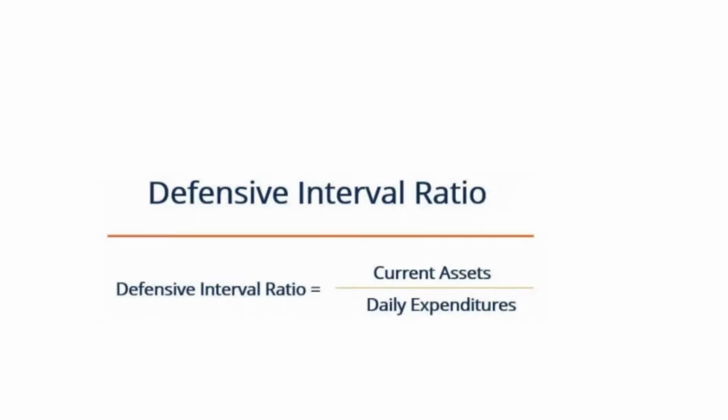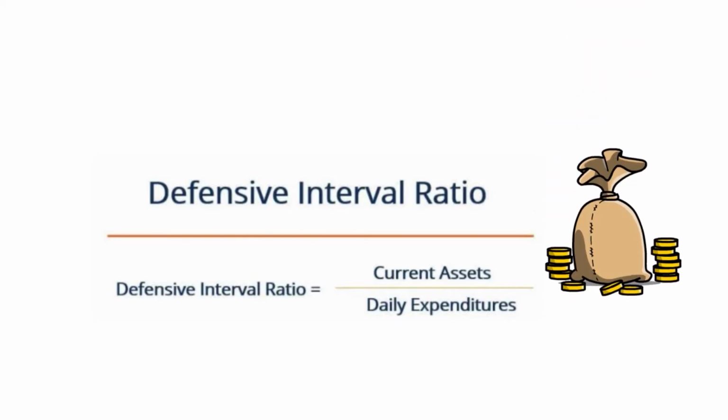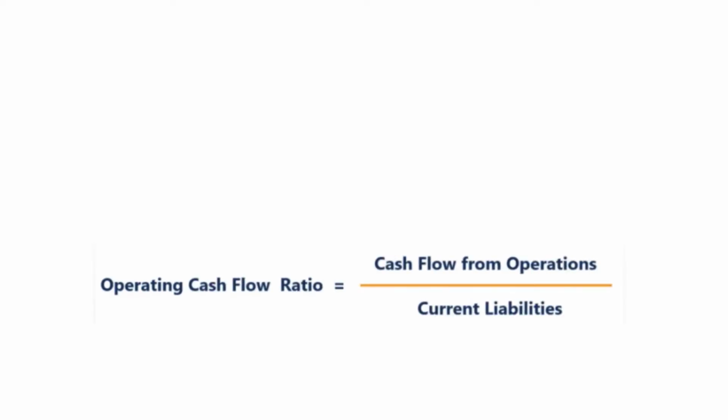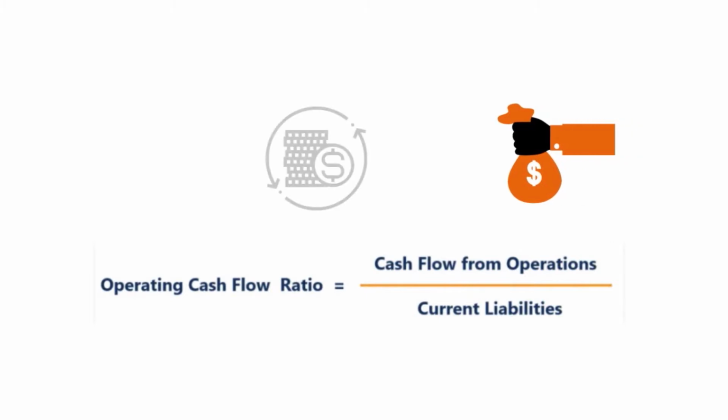Defensive interval ratio. This compares a business's current assets to its daily cash expenditures. So it's current assets divided by daily expenditures. You have the operating cash flow ratio. This evaluates a business's ability to pay off short-term liabilities using the cash flow from operations. So the formula here is the cash flow from operations divided by current liabilities.